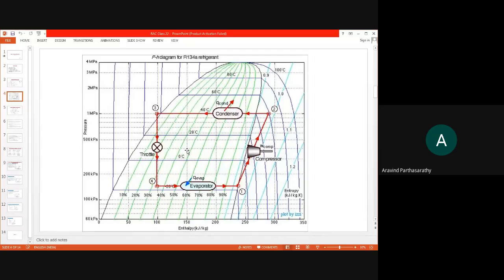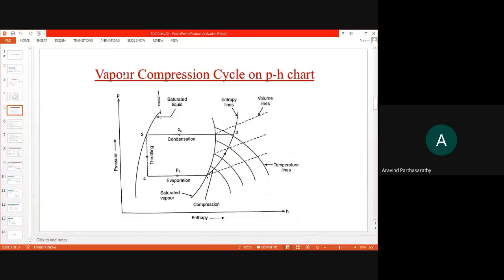Okay. Right. Now this is the general thing I told you in yesterday's and today's class, the general thing about this pH diagram. But today we are going to take it as a vapor compression cycle. When we consider the vapor compression cycle, what will the pH chart be like? The pH chart is just like this.